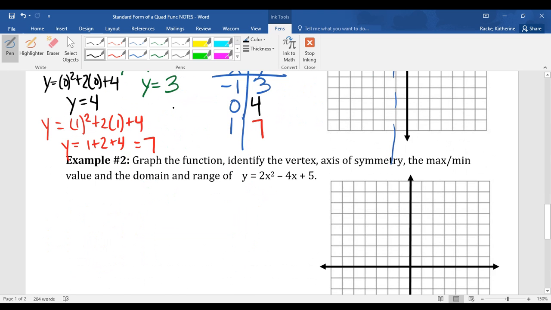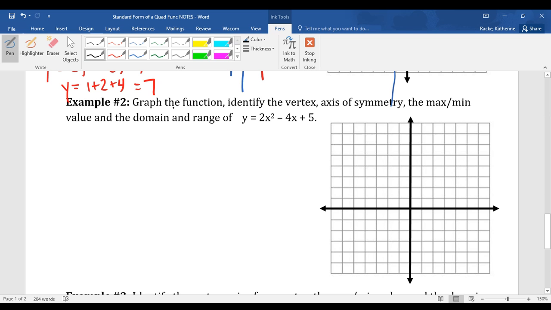All right, moving on to example 2. Graph the function, identify the vertex, the axis of symmetry, whether it's a maximum or minimum, what the maximum or minimum value is, and the domain and range of y equals 2x squared minus 4x plus 5. So let's start out with finding the vertex. So x equals negative b divided by 2a. You can label it. So 2 is a, negative 4 is b, 5 is c. So negative b, b is negative 4.